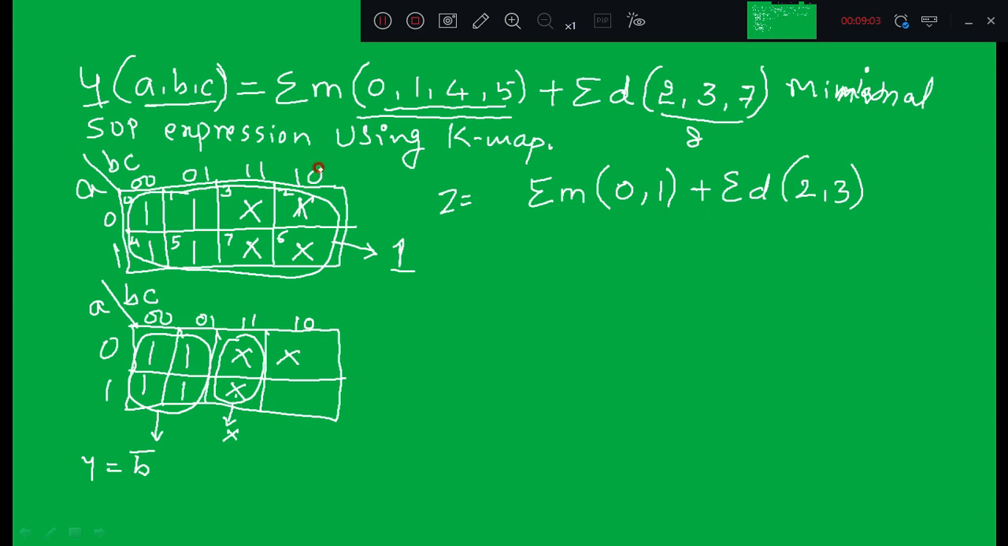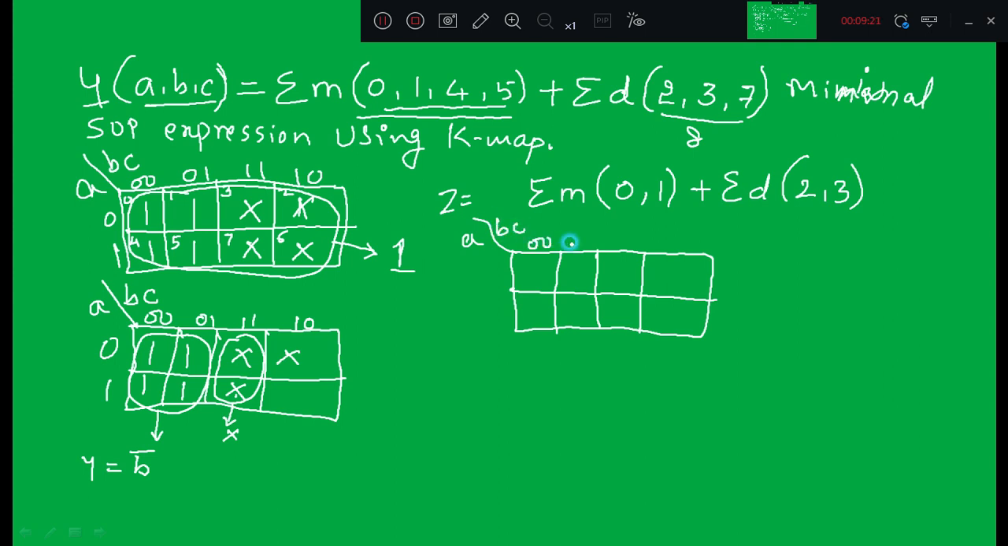In this example, you see the minterms are only 0 and 1, and there are 2 don't care terms. So if I plot a K-map for this example, we have 2 minterms 0 and 1. Inputs are not given, it is left to you, you can choose your own inputs. Only the output is given, that is Z. I am taking A, B, C as my inputs. So I'll fill the cells: first the 0th cell, then 1, then 2 and 3 are the don't care terms, so you write X in these 2 cells.